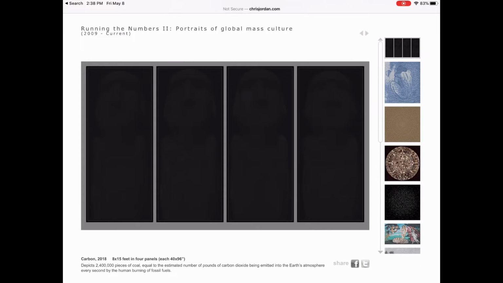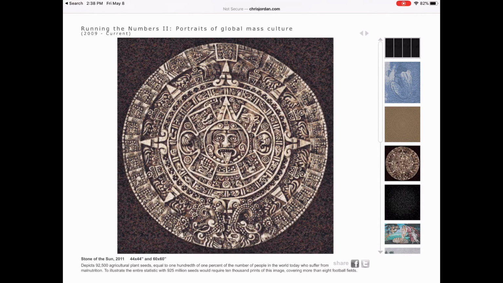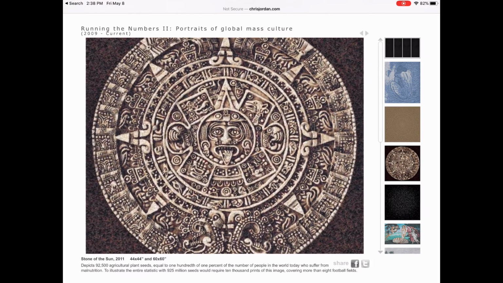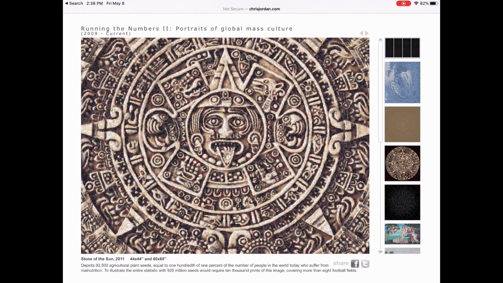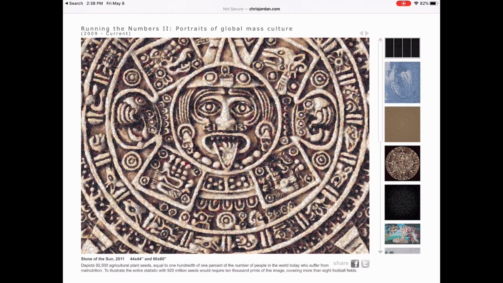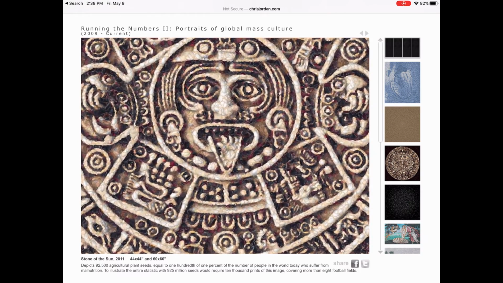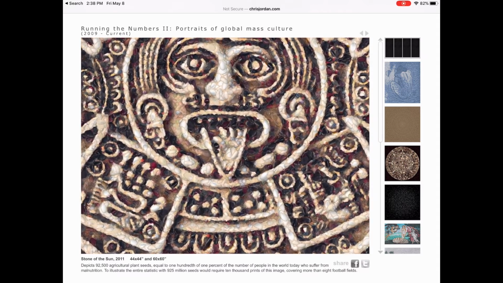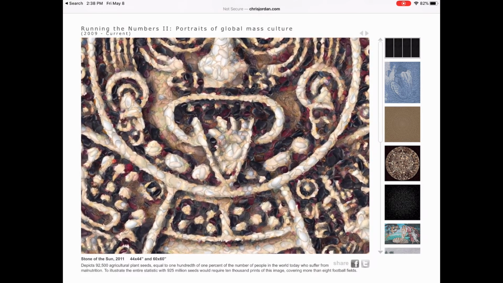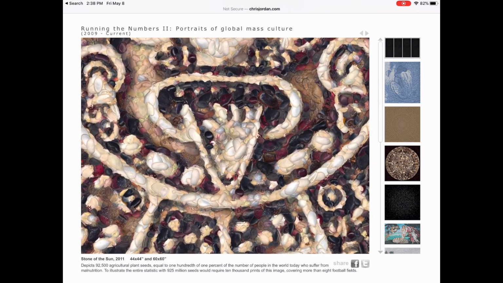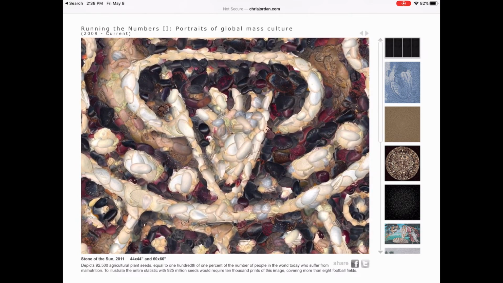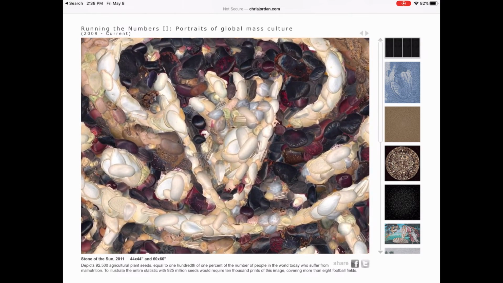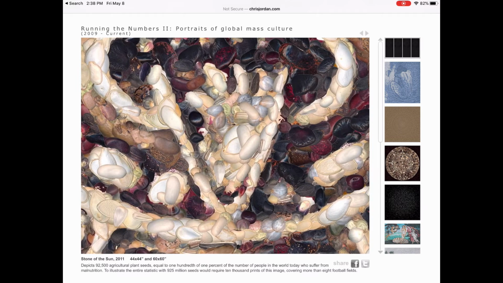This one here is called Stone of the Sun, and it depicts 92,500 agricultural plant seeds, equal to 1/100th of 1% of the number of people in the world today who suffer from malnutrition. To illustrate the entire statistic, with 925 million seeds, would require 10,000 prints of this image, covering more than 8 football fields.